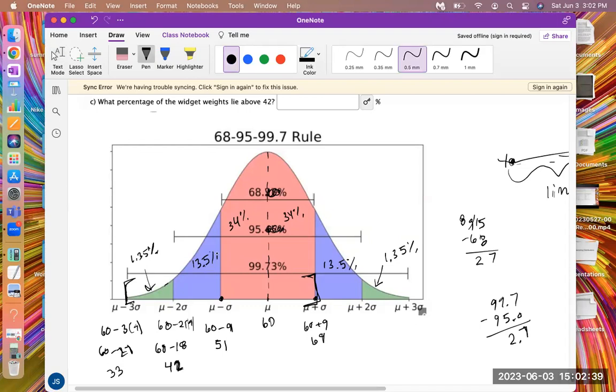So we found out how much data is in each of these little regions. Now we just have to add all those regions together between the 33 here and the 69. So we add this one plus that one plus that one plus that one, all 4 of those, add them together, and that'll be the percent of the data between 33 and 69. So we just do that.